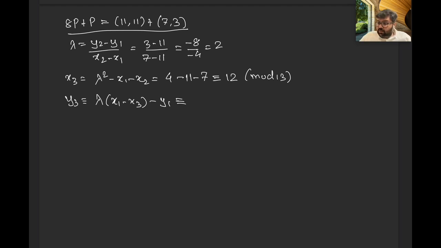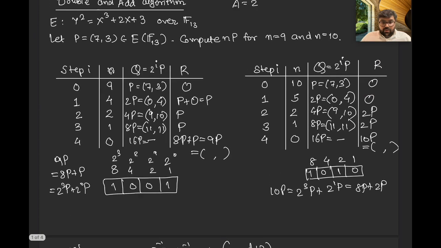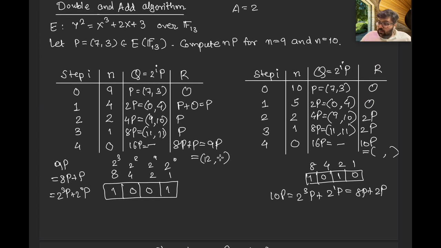And so this is lambda is 2, x1 is 11, minus x3 is 12, and minus y1 is 11. So this is minus 2 and minus 11. So minus 13, which is 0 mod 13. Okay, so we have got point 12 comma 0 here. That's it, done. We are done for first example. 12 comma 0, this should be the answer.